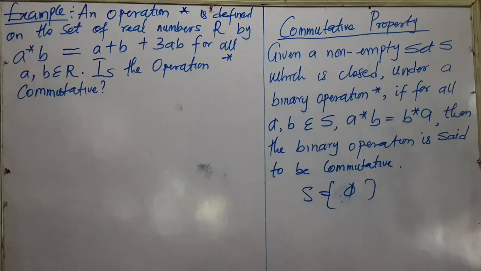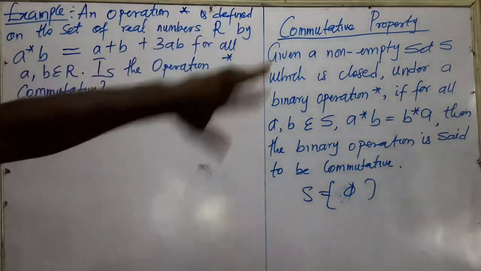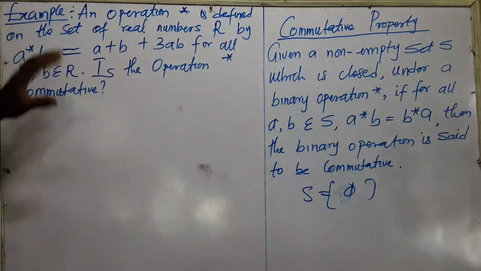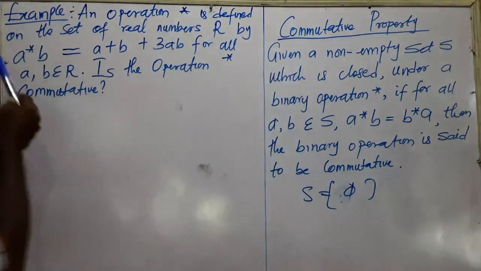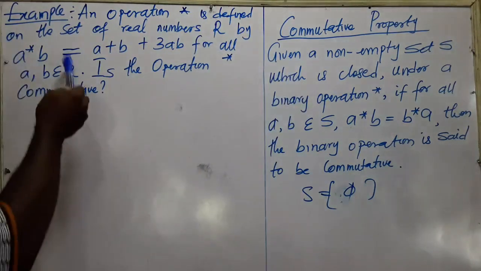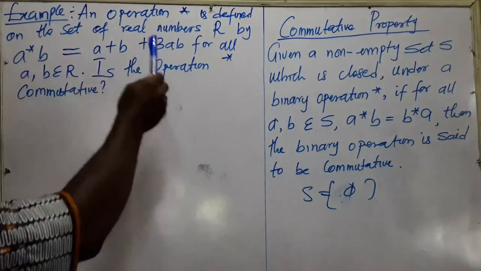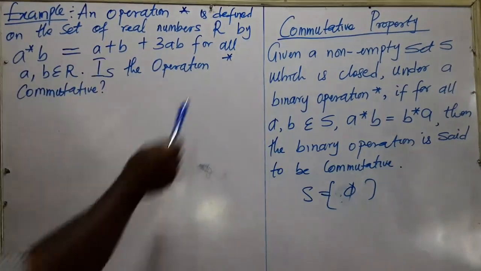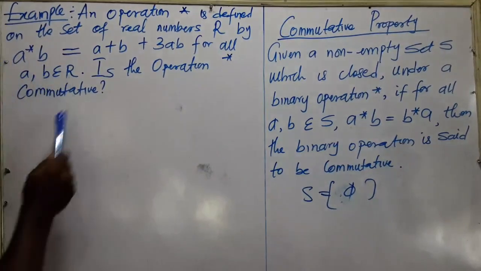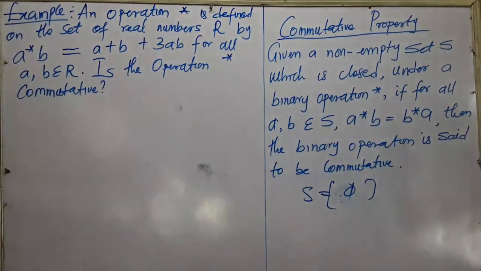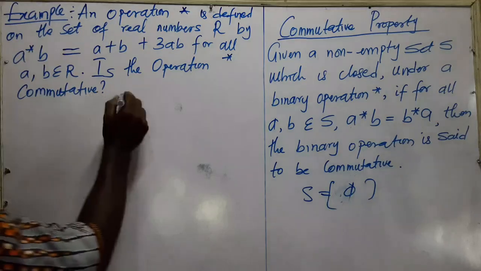Example: an operation is defined on the set of real numbers, which is R, by A operation B is equal to A plus B plus 3AB, for all A, B elements of R. Is the operation commutative? Now, this is how to determine whether it is commutative or not. How do you do that? Solution.